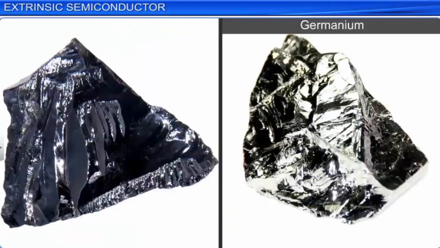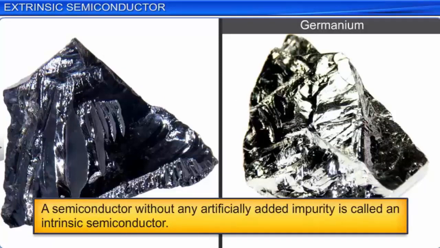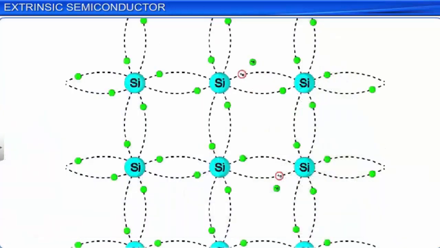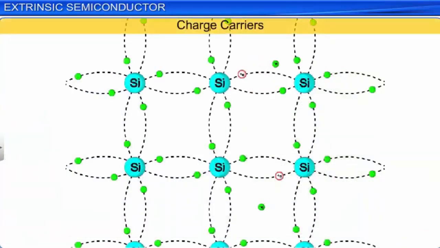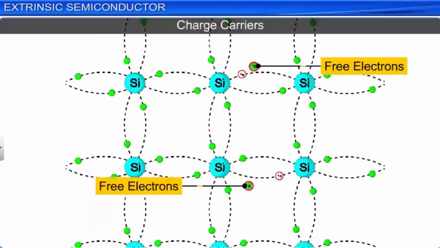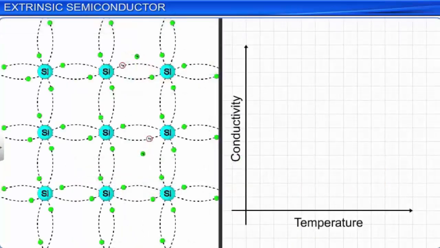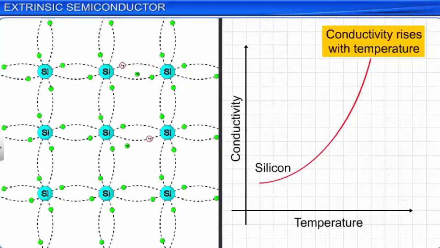As we learnt earlier, a pure semiconductor without any impurities in it is called an intrinsic semiconductor. Both silicon and germanium exist as intrinsic semiconductors. There are two types of charge carriers in the crystal lattice of an intrinsic semiconductor: the negatively charged free electrons and the positively charged holes. The conductivity of an intrinsic semiconductor increases with rise in temperature, as more number of electrons break away from the covalent bonds of the semiconductor atoms.